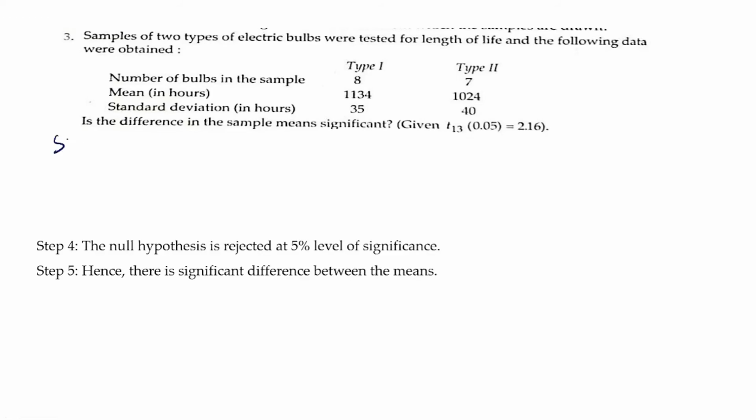So we have the next step, step 3. The calculated mod t is greater than the critical t value, which means the null hypothesis is rejected at 5% level of significance. Hence, there is difference between the means.